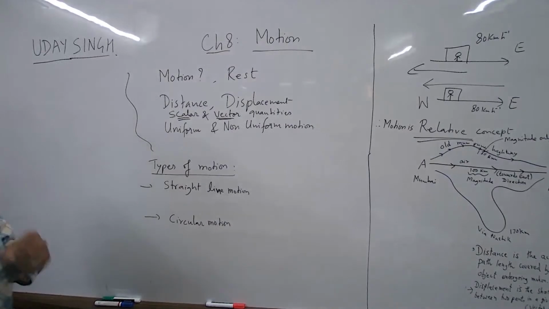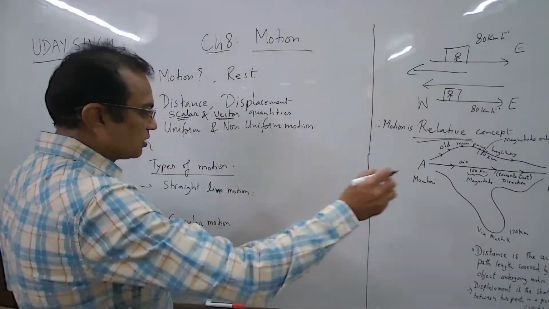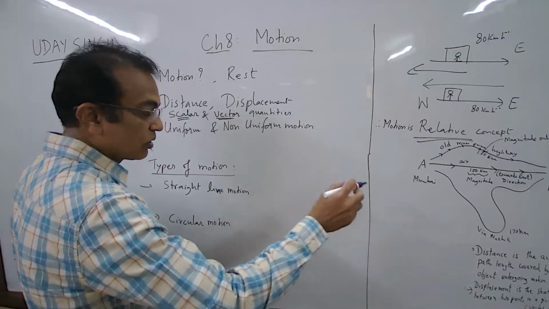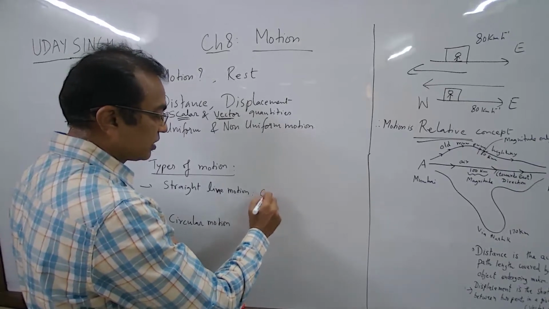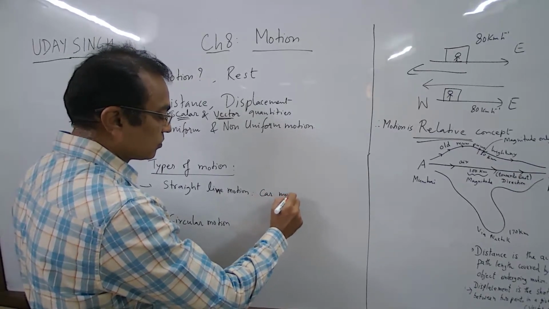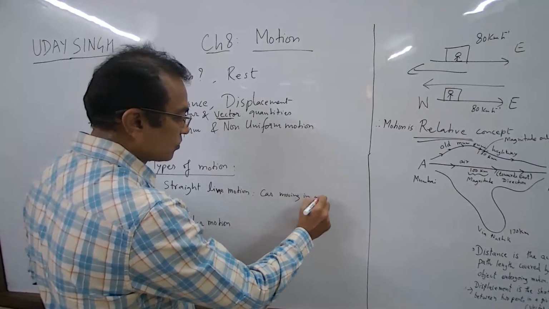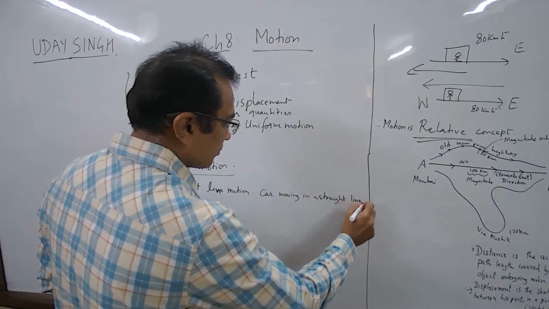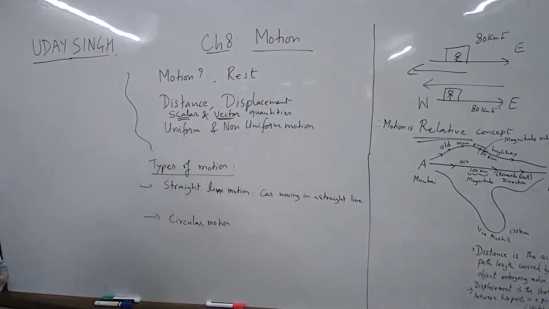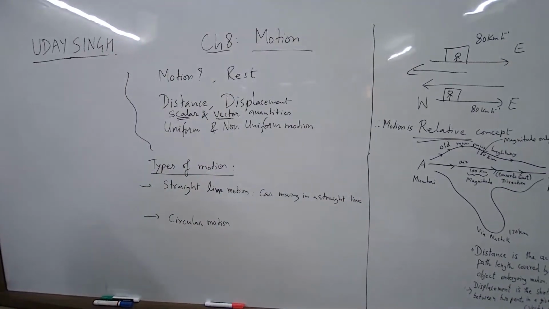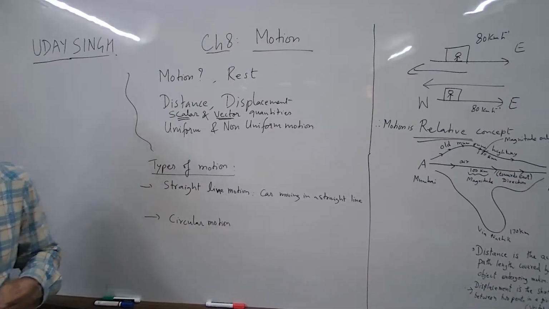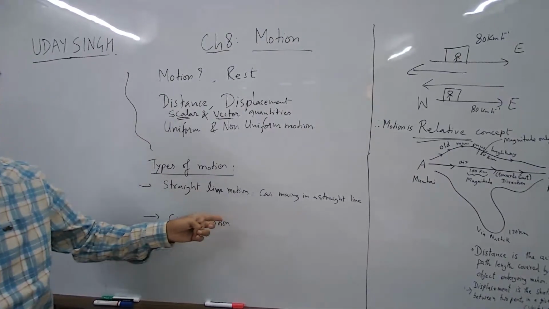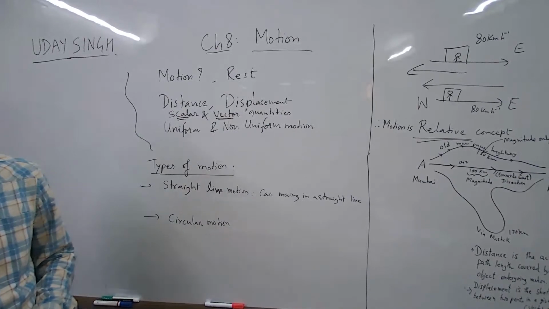So examples of straight line motion is a person walking in a straight line or a car moving in a straight line. Anything moving in a straight line. Any other example of straight line motion? This is in the horizontal plane on the ground. Right?